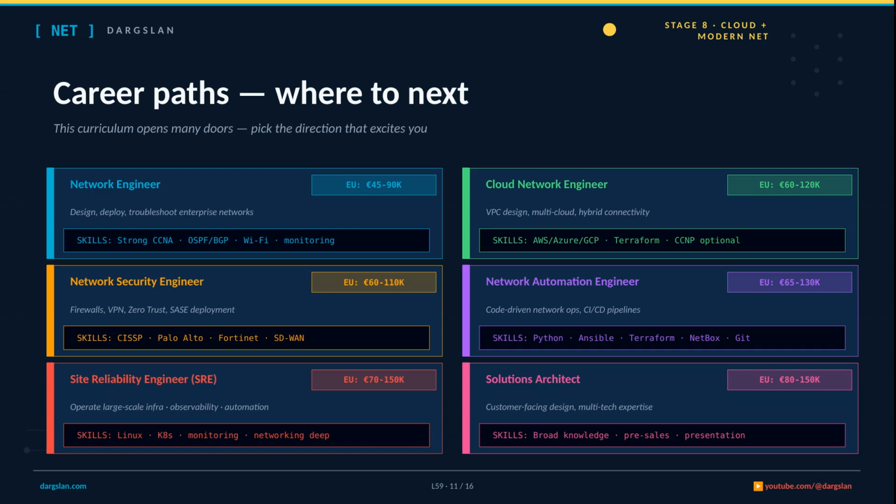Security, automation, SRE, and solutions architecture each represent a distinct flavor of the craft, with automation and SRE roles climbing toward 150 when you pair networking depth with code. Pick the one that genuinely excites you. The foundation you've built supports all 6.